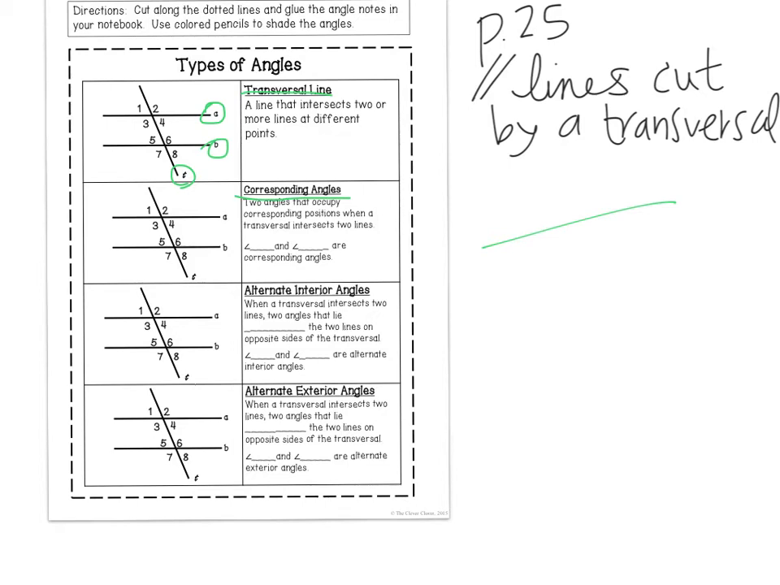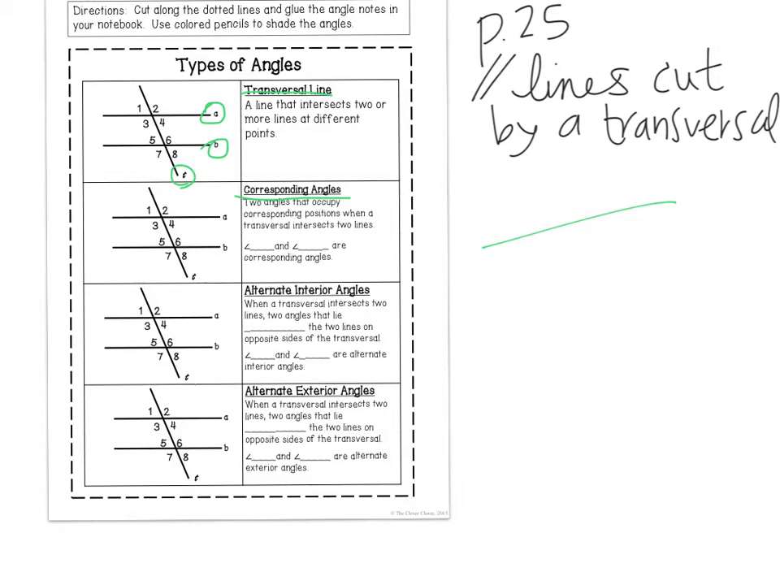So what I think of is, for example, 2 and 6 are corresponding angles. If I move 2 down, it takes the place of 6, right? 1 and 5 are corresponding angles. It's the same position as each other. Let's see, 3 and 7 are corresponding angles, and 4 and 8 are corresponding angles.